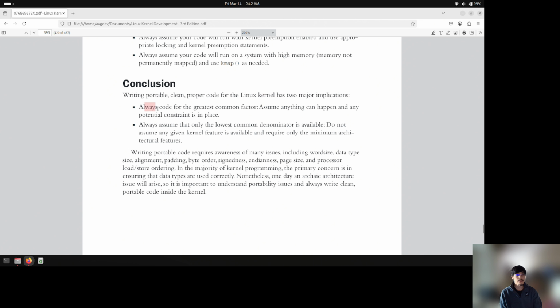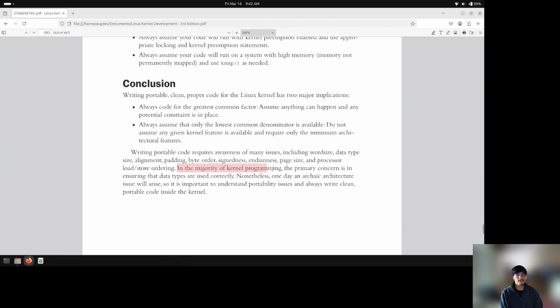So in conclusion, writing portable, clean, proper code for the Linux kernel has two major implications. Always code for the greatest common factor, assume anything can happen, and any potential constraint is in place. Always assume that only the lowest common denominator is available. Do not assume any given kernel feature is available and require only the minimum architectural features. Writing portable code requires an awareness of many issues, including word size, data type size, alignment, padding, byte order, endianness, page size, and processor load-store ordering.